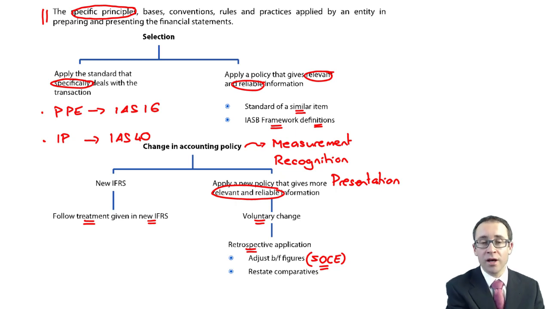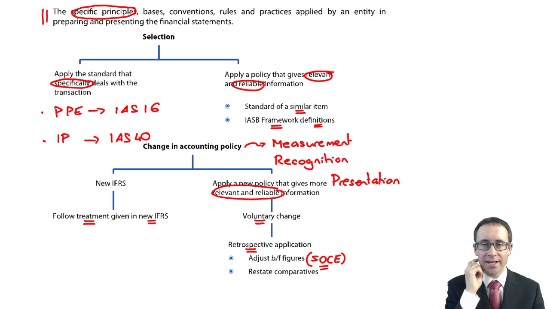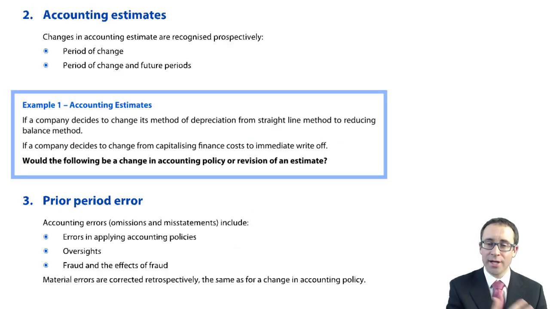Okay, just be careful. If you change your depreciation from straight line to reducing balance, that is not, I repeat, not a change in accounting policy. Your policy is to depreciate. Okay, you're just going through there and changing how you estimate that depreciation. Okay. We then have your changes in accounting estimates.